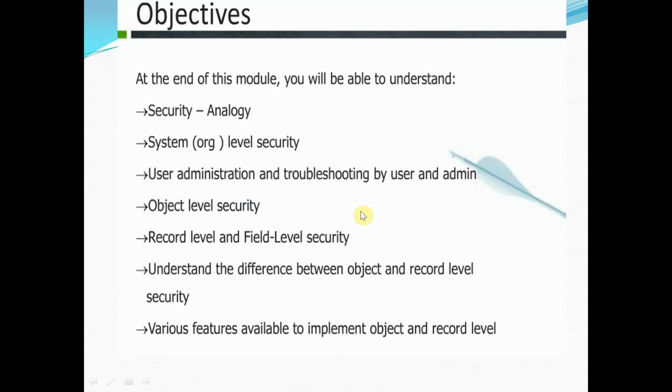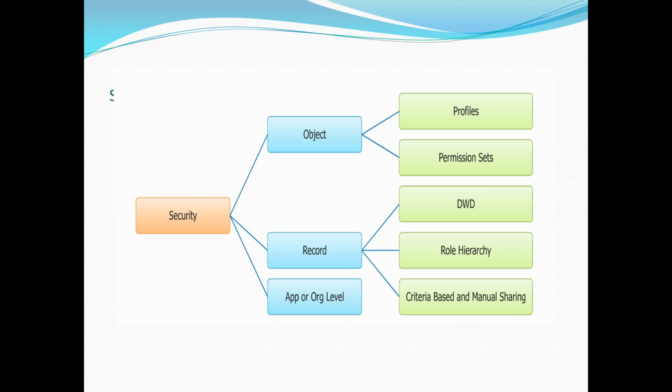So basically, you will learn at the end of this session what is the system level user administration when you create a user, what are the profiles that you need to add, what is the function of a profile, and basically what is object level, record level, and field level security. The main difference between object and record level security. Okay, so we will look at all of that in this module.